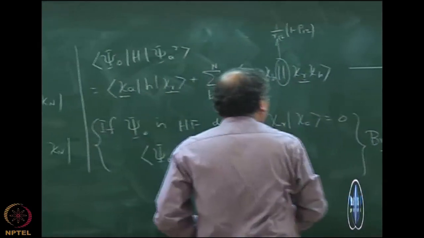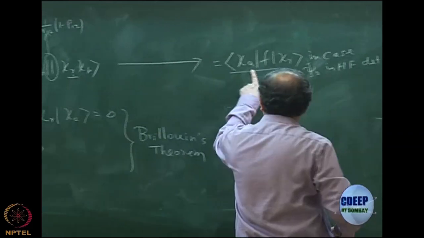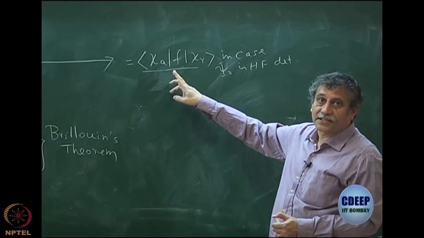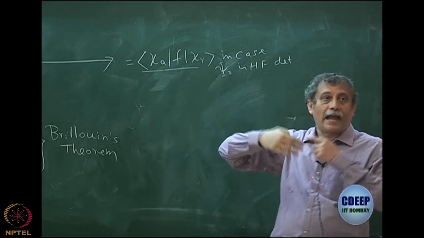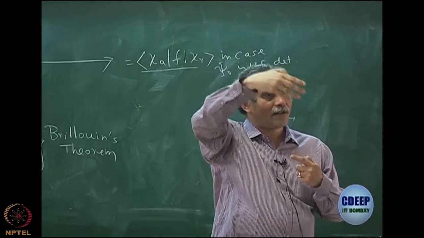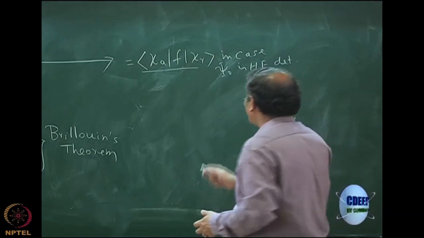Then we say that since these are eigenfunctions of f, or even if they are not eigenfunctions, f acts on chi a and transforms within the occupied set, and the virtual orbital chi r is orthogonal to all the set, this quantity is equal to 0.